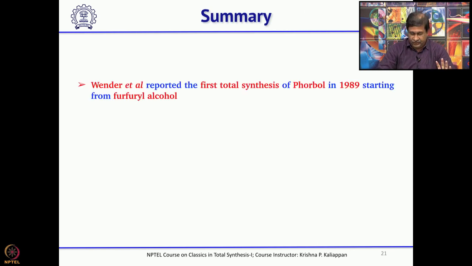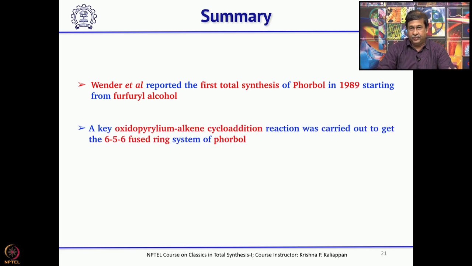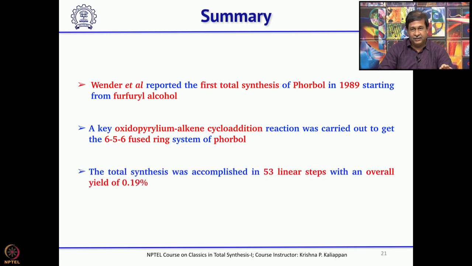So if you look at the total synthesis of Wender, so he has used a very important key reaction: one, Ahmatovich rearrangement; two, the oxidopyrylium-alkene cycloaddition. Okay. Then he also used a very interesting opening of the oxygen bridge using tertiary butyl lithium. The number of steps involved in the synthesis of Phorbol is reasonably high, but considering the complexity, one should understand that it is not easy to accomplish the total synthesis of Phorbol without taking too many steps.